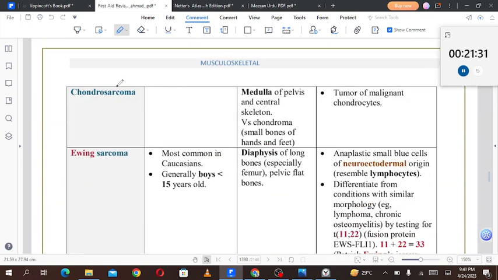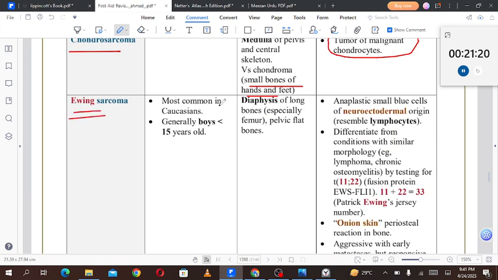Then moving forward to chondrosarcoma. It arises in the medulla of the pelvis and central skeleton, versus chondroma in the small bones of the hand and feet. It is a tumor of malignant chondrocytes. Ewing sarcoma is most common in Caucasians, generally boys less than 15 years of age. The location for Ewing sarcoma formation is the diaphysis of the long bones, especially the femur, and pelvic flat bones.